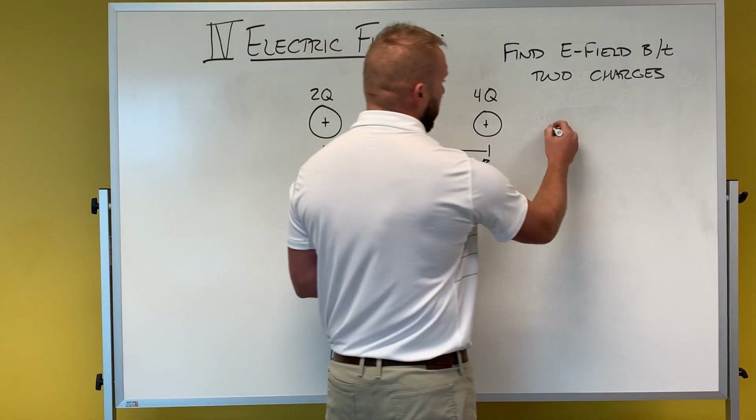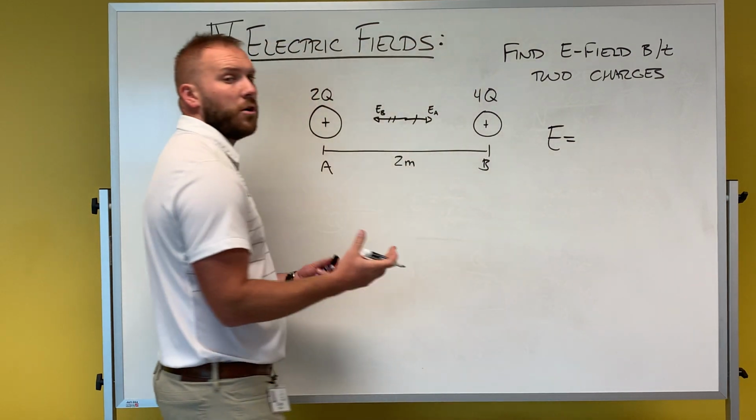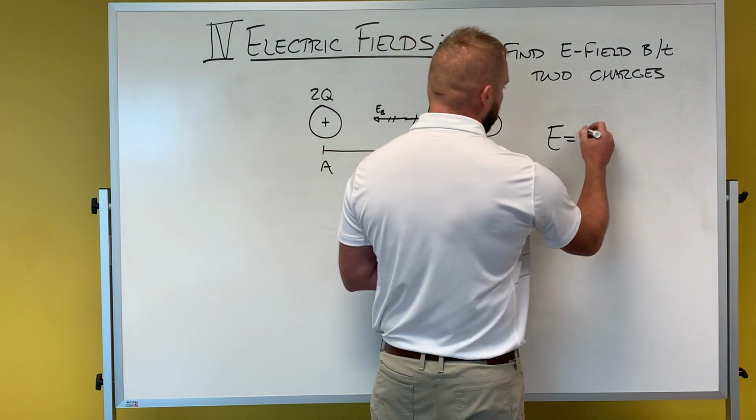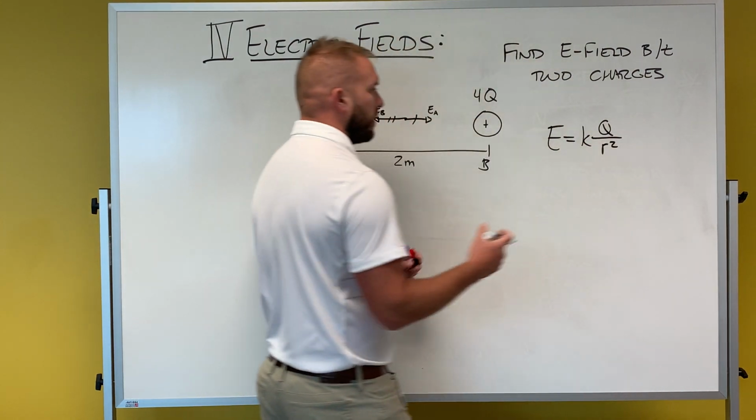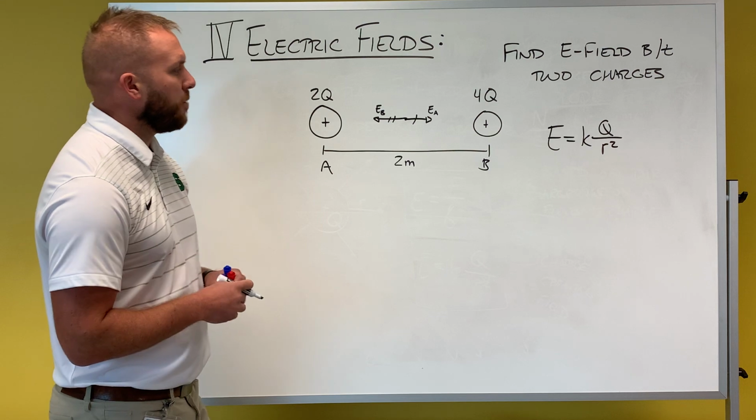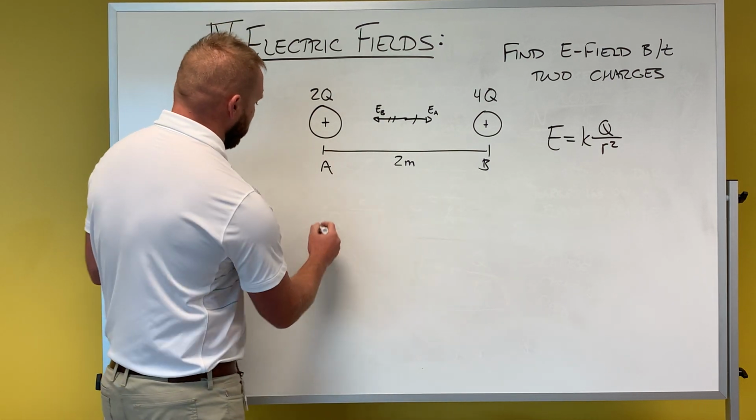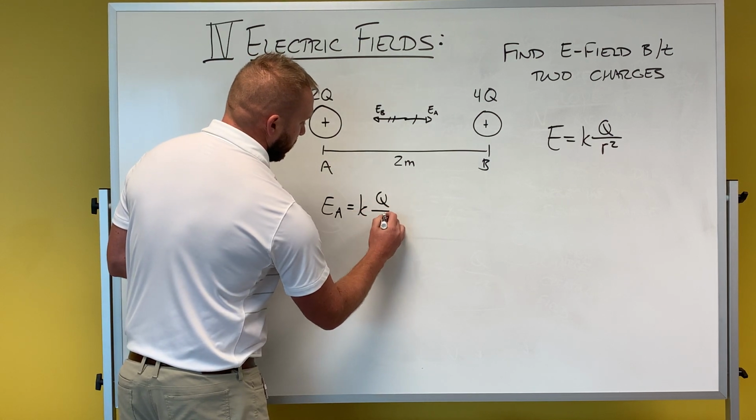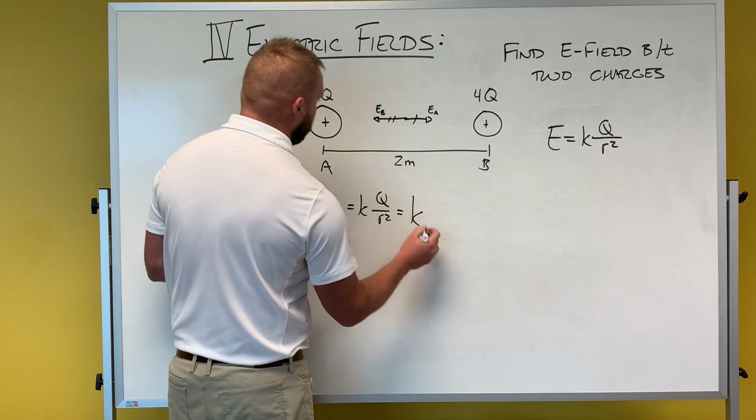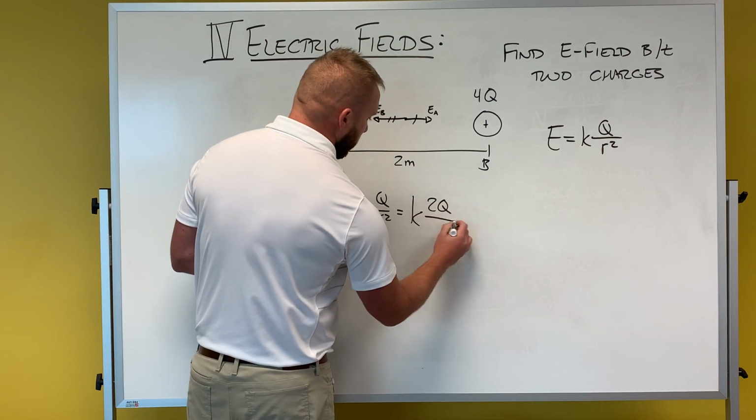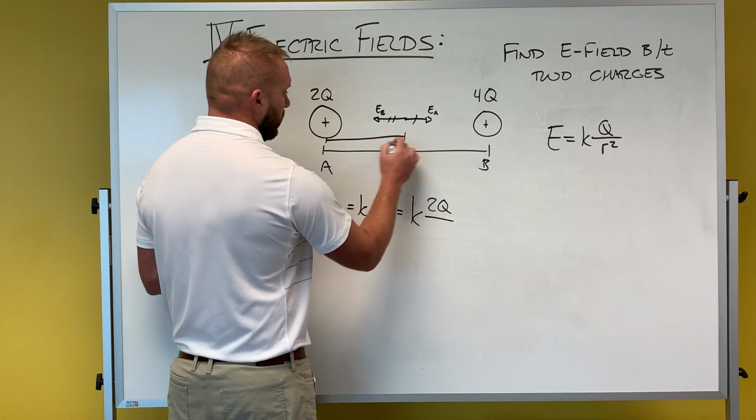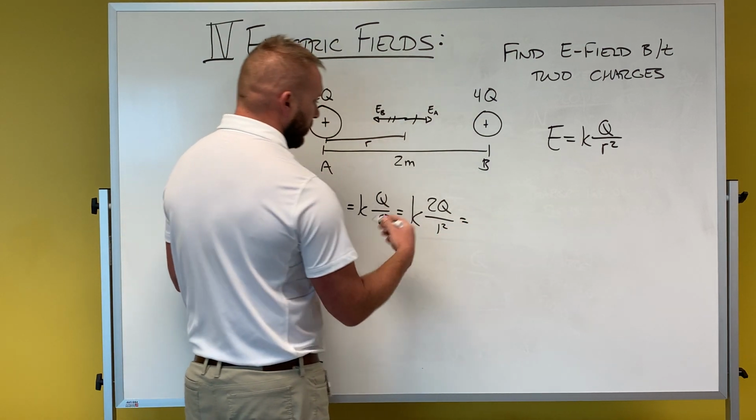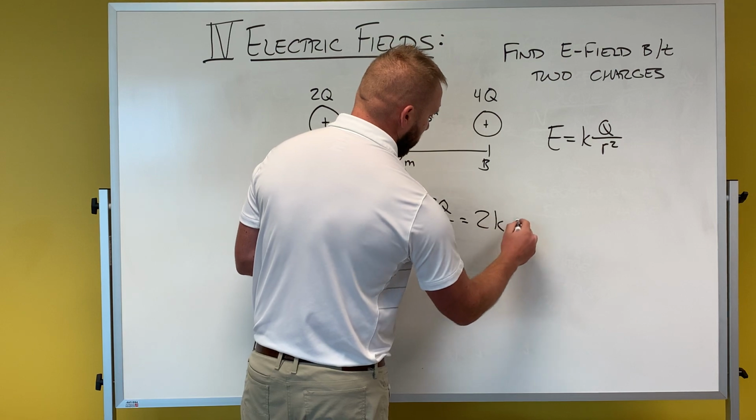because I know my equation for electric field. Now these are electric charges that are creating an electric field. So this would be using the equation E equals KQ over R squared. How would I then find my net field? Well, electric field of A is going to be KQ over R squared. That's going to be K 2Q. Now my R is going to be 1 squared. So that's simply going to be 2KQ.